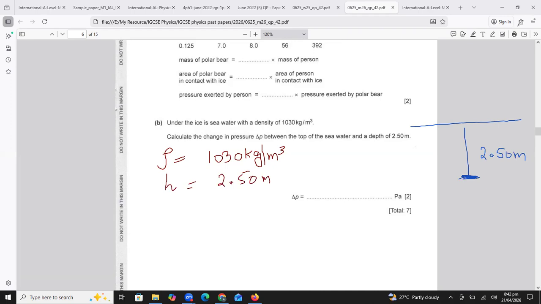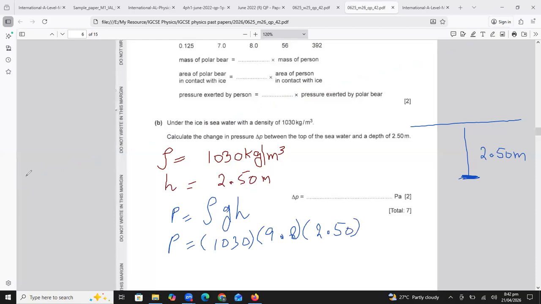What is the formula of pressure, students? Pressure due to liquid. What is the formula of pressure due to liquid? It is rho g h. Rho is the density, g is the gravity, and h is the height. Height means depth of the liquid. So density is 1030, which is the density of seawater. Gravity is 9.8 and height is 2.50. What answer are we getting, everyone? Exactly. We are getting 25235 Pascal. Is it clear to you, everyone?